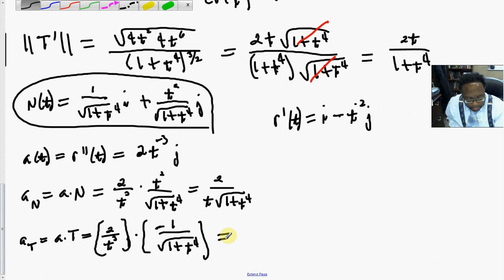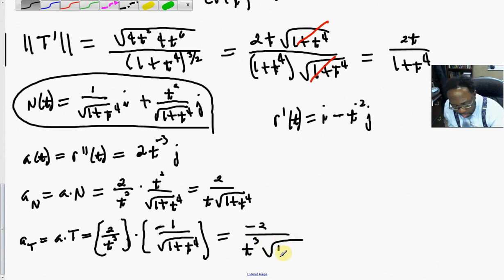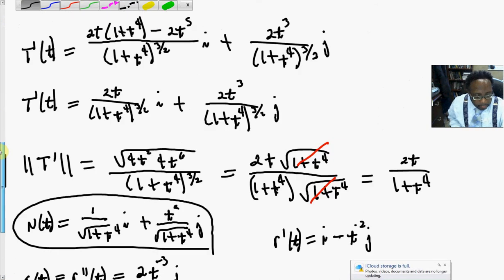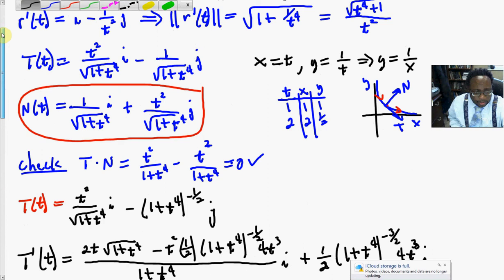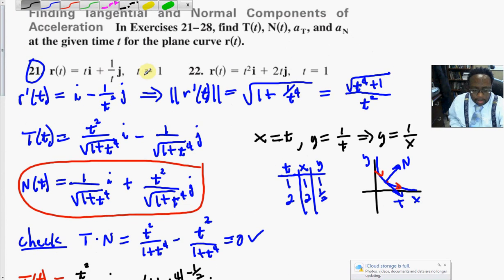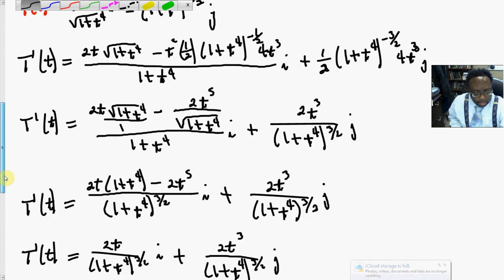So that just gives us negative 2 over t to the third times the square root of 1 plus t to the fourth. So now we need to get the little value for t. T is equal to 1. Thank goodness for that.